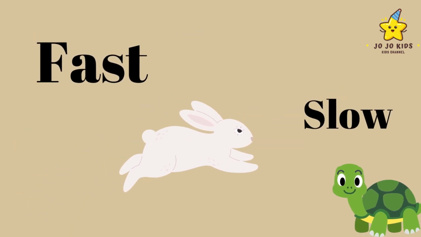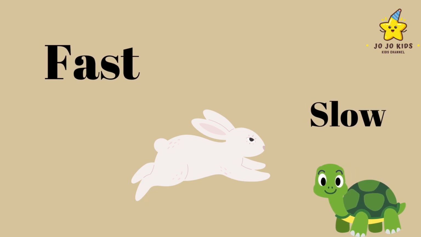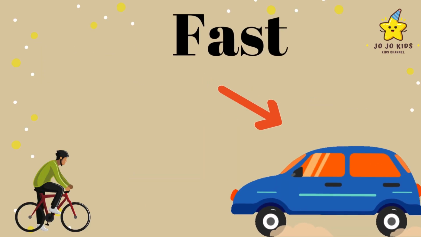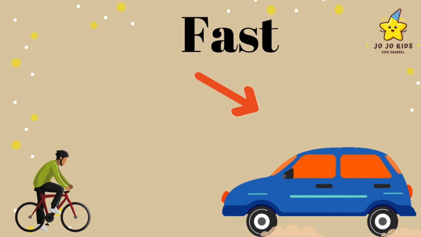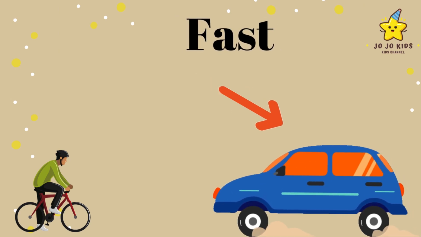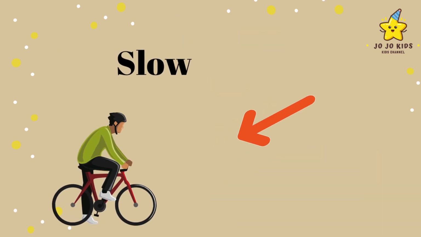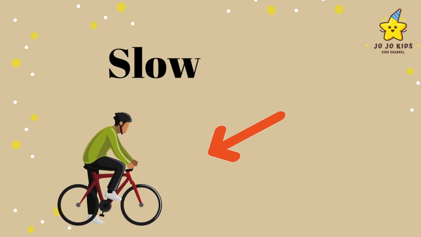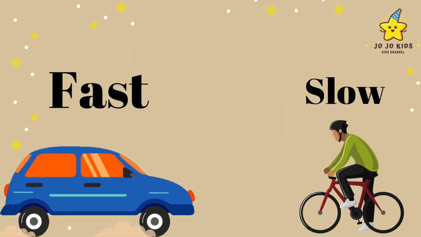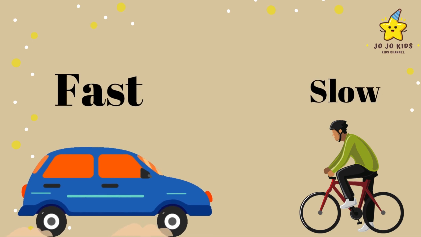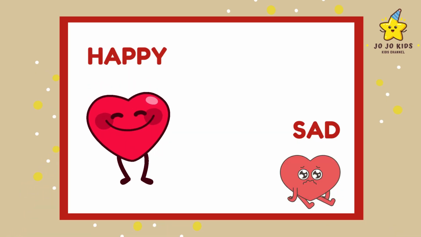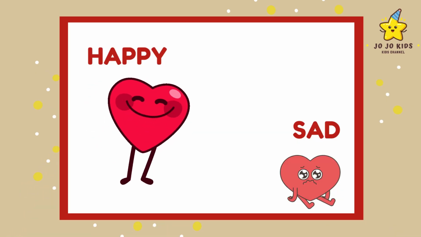Fast, slow. This car is so fast. Fast, but the cycle is slow. Slow. Fast, slow. The other opposite word is happy, sad.